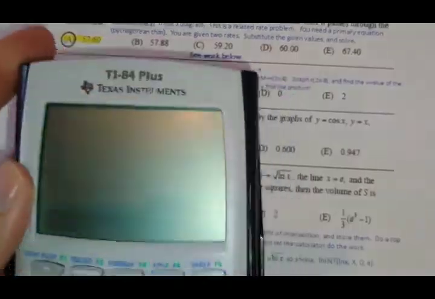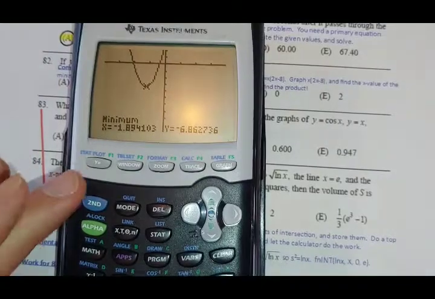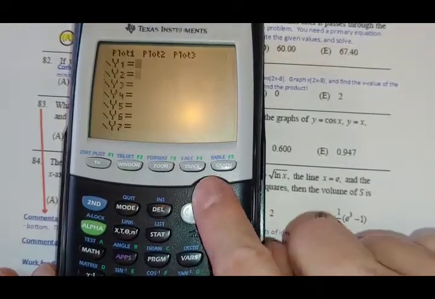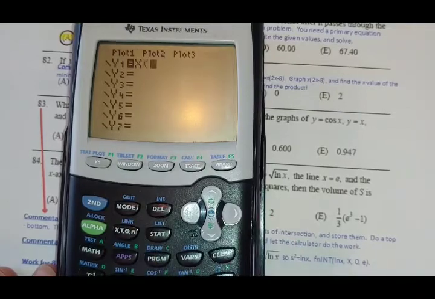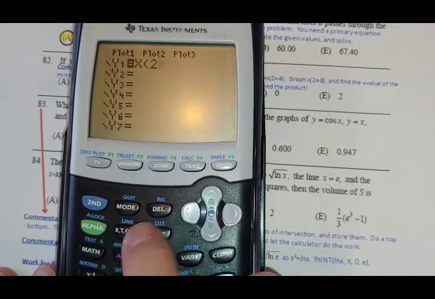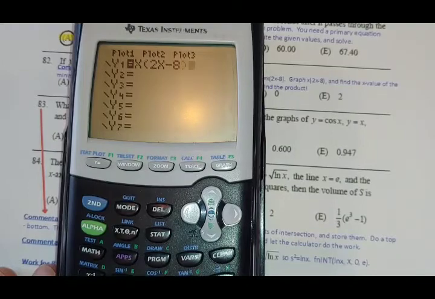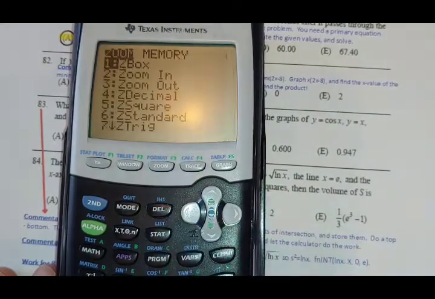So if you're wondering what I'm talking about, or if you're not sure, on the calculator, I'm going to clear out what I had before, and I'm going to put in x. I'm going to do it lazily. I'm not going to multiply together. 2x minus 8, zoom 6.